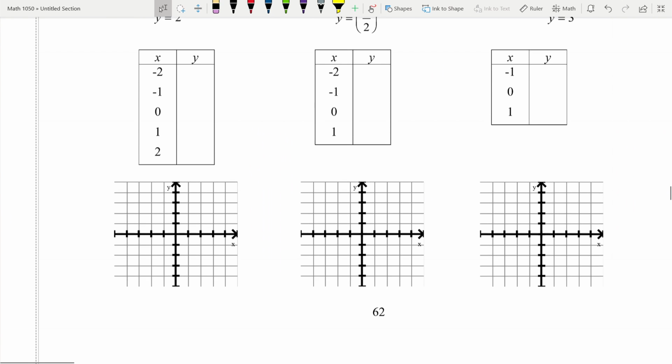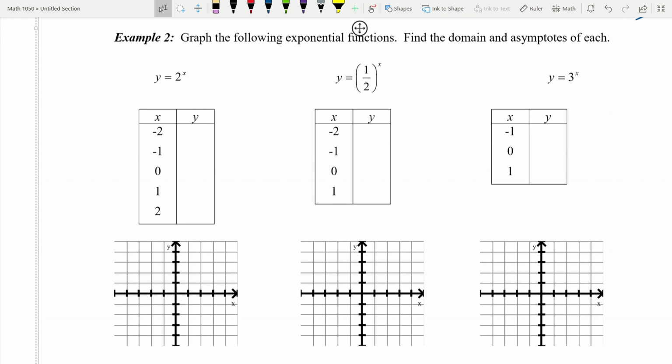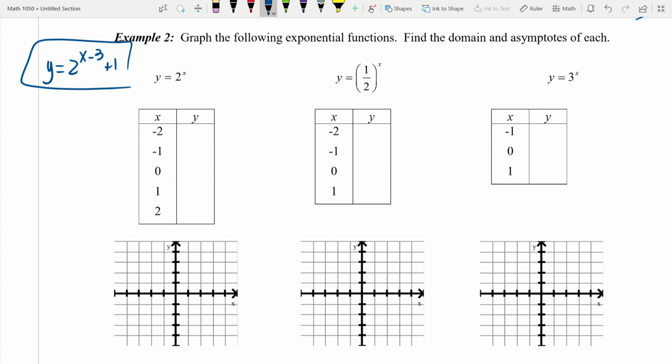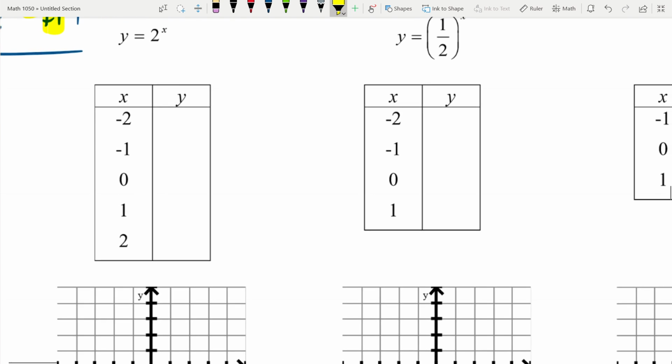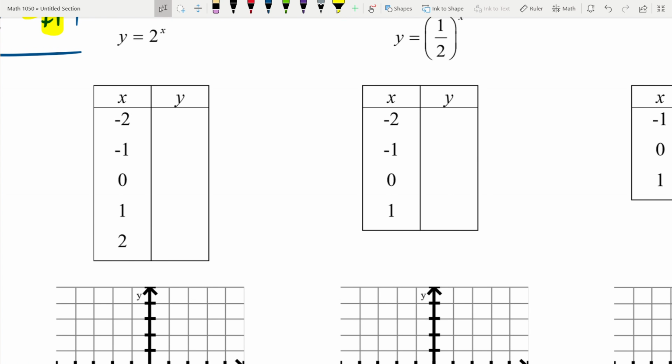Y equals 2 to the x. Everybody look right here for 2 seconds and stop. Look at this: y equals 2 to the x minus 3 plus 1. That is not a parent graph. Why is it not a parent graph? Because you have all those adjustments. Does y equals 2 to the x have any adjustments? No, that's a parent.